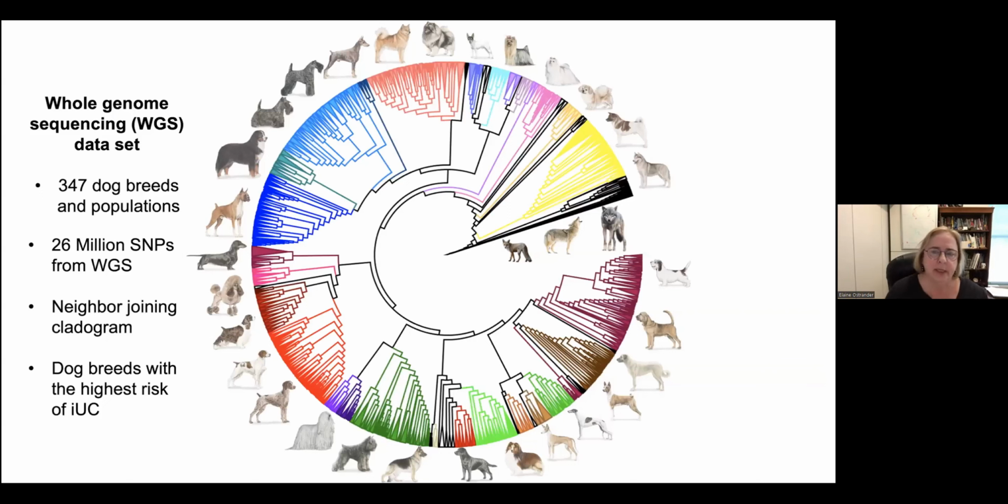So this wheel is not made up of 170,000 random positions. It's actually made up of whole genome sequence. And represented here are 347 different dog breeds and populations. And I've simplified this somewhat. And again, divides up into 23 clades or populations. I think this one was rooted in the jackal, might have been the wolf. Out of this, we have 26 million single nucleotide polymorphisms, so tremendous power to do mapping. Again, it's a neighbor joining cladogram.